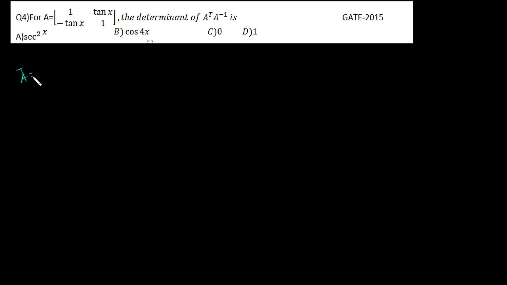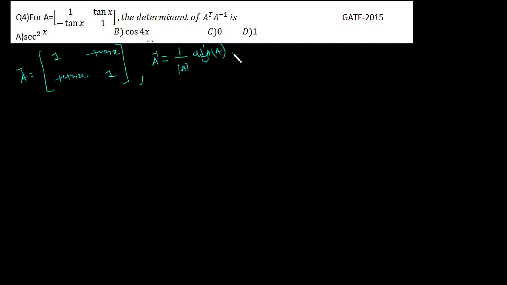So A transpose will be, we will simply make the rows columns and the columns rows. So we get 1, tan x, minus tan x, 1. Okay, so we have found the transpose of this matrix. Now we also need the inverse of this matrix. Here it is a 2 cross 2 matrix, so it is easier to find the inverse. The definition of the inverse is simply 1 upon the determinant of A times the adjoint of the matrix A.